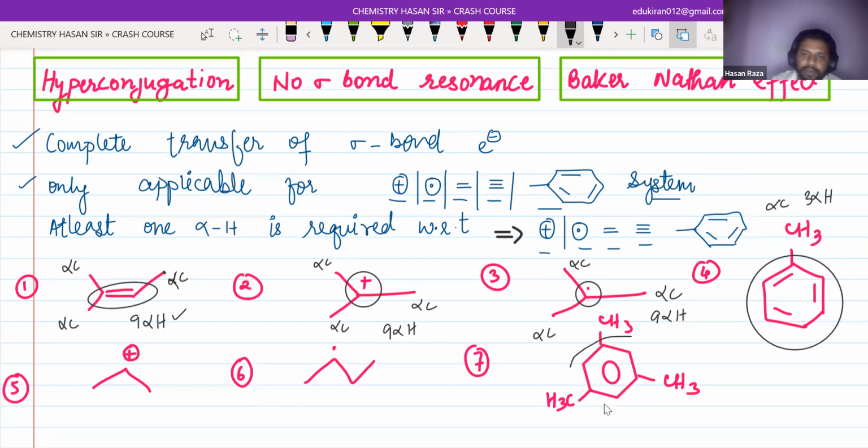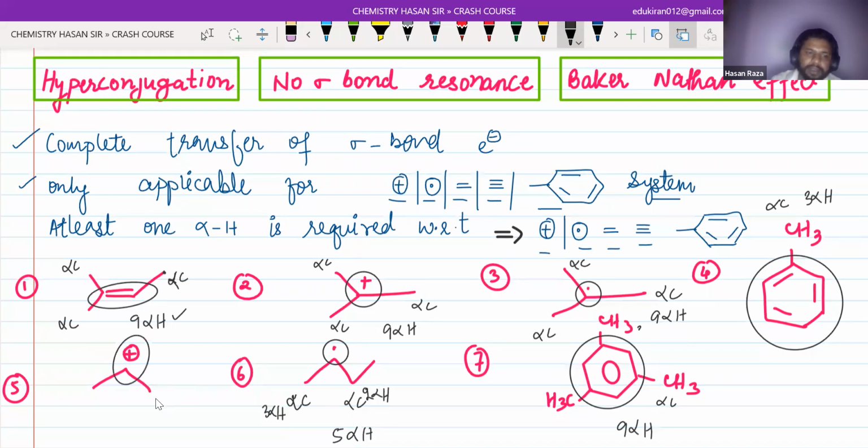Now you can see this is your system, which has alpha carbon, alpha carbon, alpha carbon, 3 alpha carbon, 9 alpha hydrogen. Now this is your system. You can see alpha carbon. 2 carbon is directly attached with this radical. So 2 alpha carbon and 2 alpha hydrogen here and 3 alpha hydrogen here. There is total alpha hydrogen, that is 5 alpha hydrogen. With respect to this is alpha carbon, and this has total 6 alpha hydrogen.